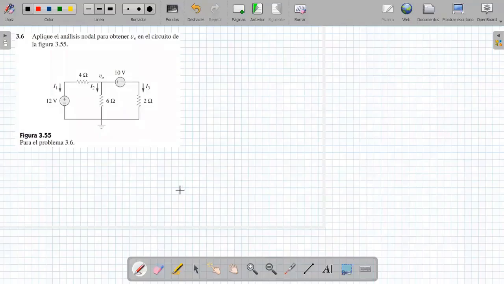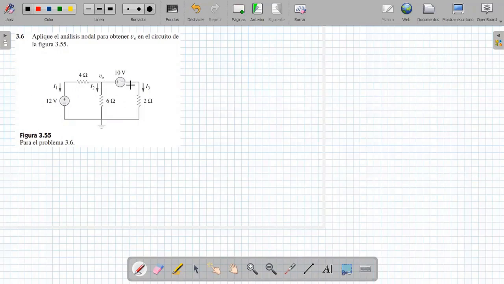Good morning, colleagues. Let's now solve exercise 3.6 from the book Fundamentals of Electric Circuits by Sadiku. We know that the exercise asks us to find V sub 0 and puts a voltage source at this point again.